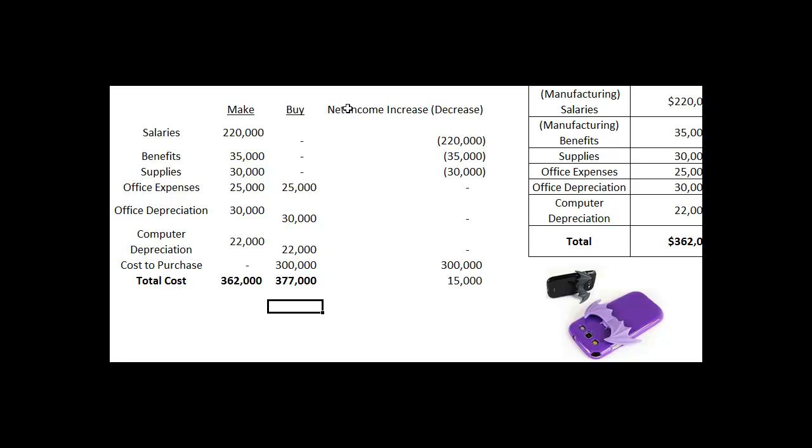It's cheaper. And so this last column over here simply shows us, if we make instead of buy, our income would go down by $220, because I would have those salaries and benefits and supplies. And these costs right here would be considered irrelevant. In other words, they don't change whether I make or buy it, but the items that you see changing are considered relevant costs. So the total here, if you were just to look at this column, would be, definitely go ahead and make it. You're going to save $15,000 over the course of one year, assuming that our projection holds true.